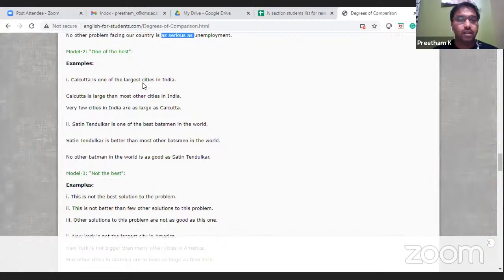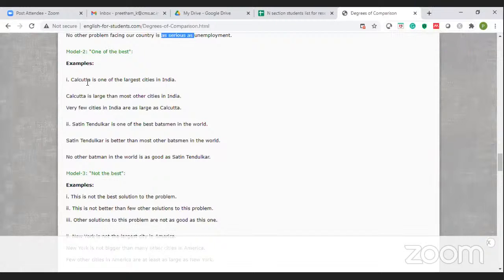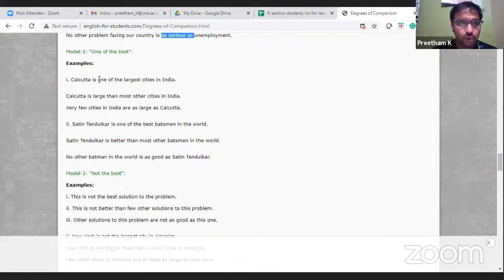Kolkata is one of the largest cities in India. So now it is Kolkata after renaming. See here, you can see one of is used here. It's not mentioned city. Many times we commit error here. One of the largest city, that is wrong. It should be cities. Kolkata is larger than most other cities in India. Very few cities in India are as large as. Again, look at this expression: as plus adjective plus as. This sequence, if you get, it is positive degree.